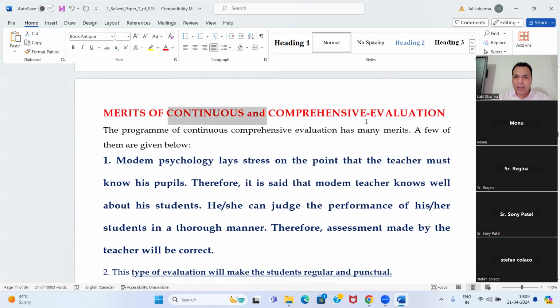Now, merits of continuous and comprehensive evaluation. Continuous and comprehensive evaluation, you have come to know that. It means the same thing: you have to work on all the domains of the student, cognitive, affective, and psychomotor. Right now we talk about the merits of continuous and comprehensive evaluation.